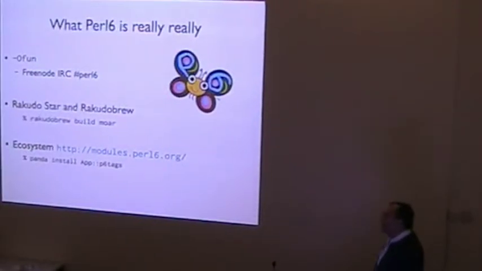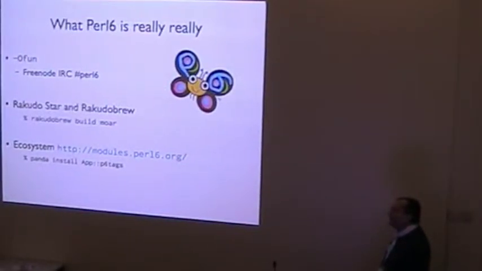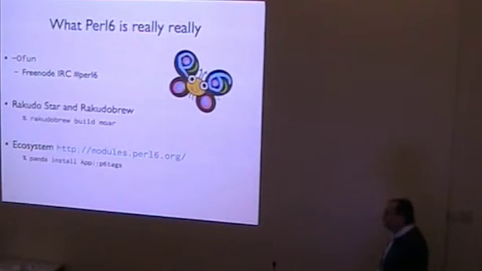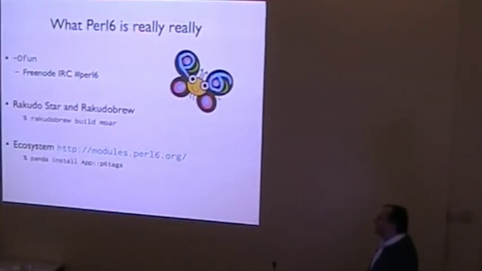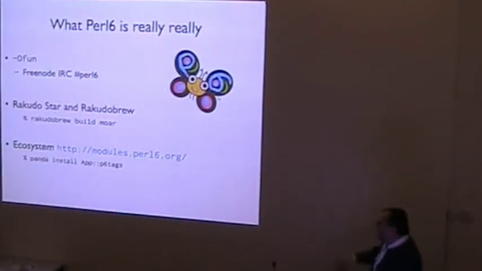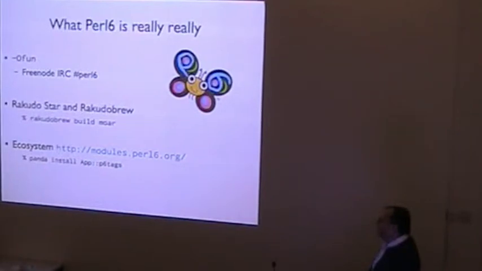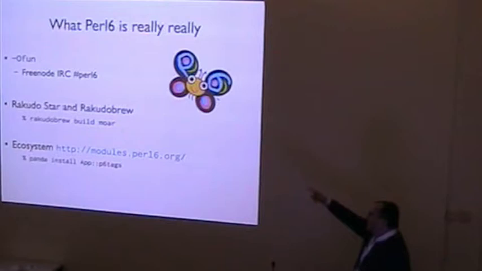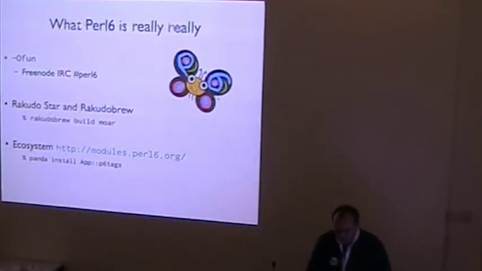Or if you're more adventurous, you can use Rakudo Brew, which basically resembles Perlbrew. So you can have multiple versions, build it straight from Git, and swap between the versions easily. There's an ecosystem too, which is based on GitHub, and the Panda utility, which can be used to install the application I'm going to show you. It resembles cpanminus, so it can also be built from Rakudo Brew.